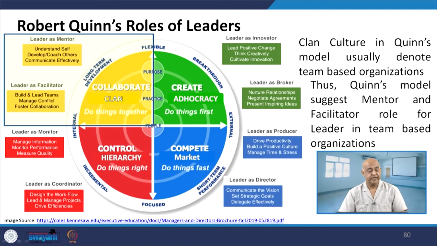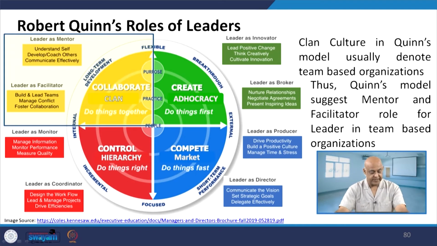Robert Quinn's roles of the leaders. In that case, we will find there are four parameters. Clan culture: Quinn's model usually denotes team-based organizations. Thus, Quinn's model suggests the mentor and facilitator role of the leader in a team-based organization. So there always has to be a role of the leader as a mentor and facilitator.